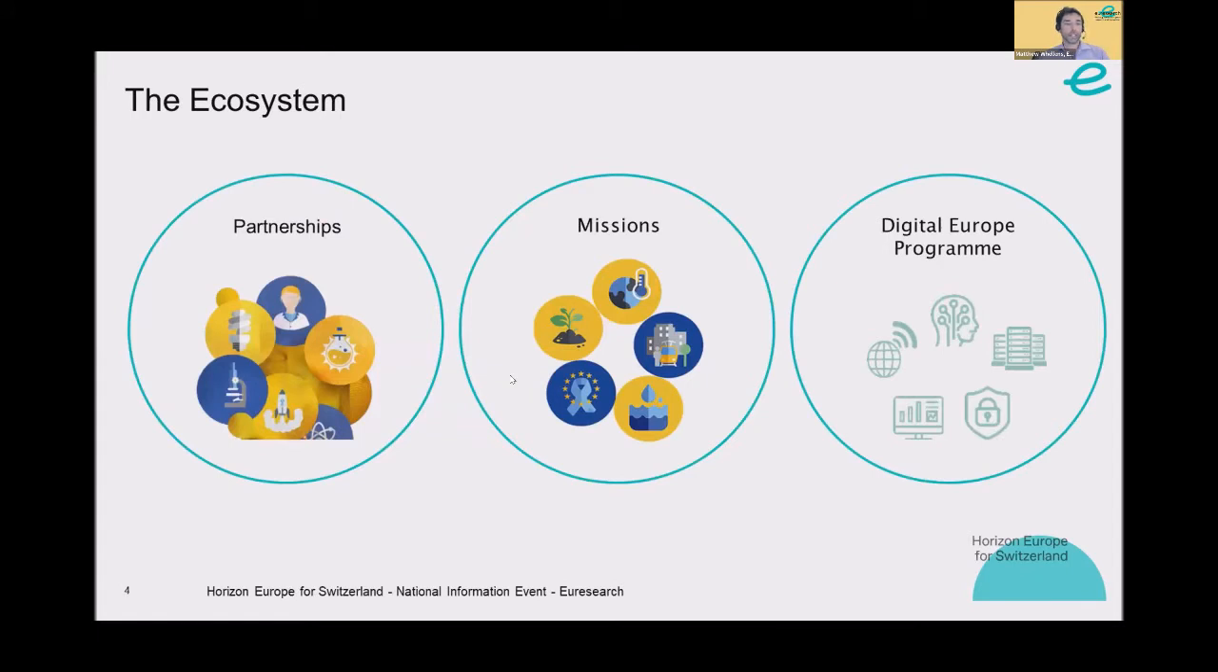So as for the other clusters, also the work in Cluster 4, the scope described in the work program, is complemented by other elements in the ecosystem. And for Cluster 4, these other elements are 3. 2 of them were already mentioned, the other partnerships and the missions. And I will talk a little bit later more in detail about the ones that are relevant in Cluster 4. But specifically for Cluster 4, there's also another element which is called the Digital Europe program. This is a completely new program running in parallel to Horizon Europe, which focuses exclusively on the digital revolution. And this will be presented by my colleague Riccardo Scarinci later on today.